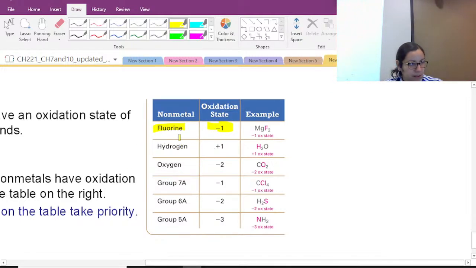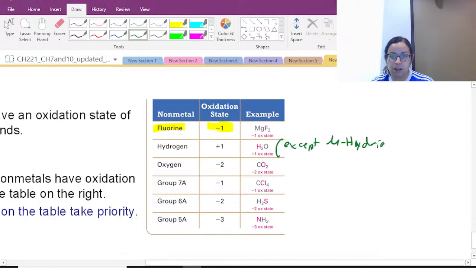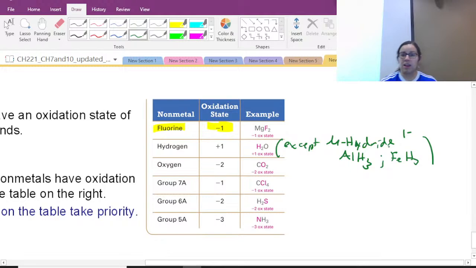And then after fluorine, our next most reliable is hydrogen. Hydrogen is usually in the 1+ state, except when it's a metal hydride. Sorry, I can't spell anything for some reason. Hydride, like aluminum trihydride or some sort of iron hydride. That would be a -1 oxidation state. But usually it says metal hydride, and that "ide" is your clue that it's a little different. Everything else that we see it in, organics, water, and so on, it's always 1+.